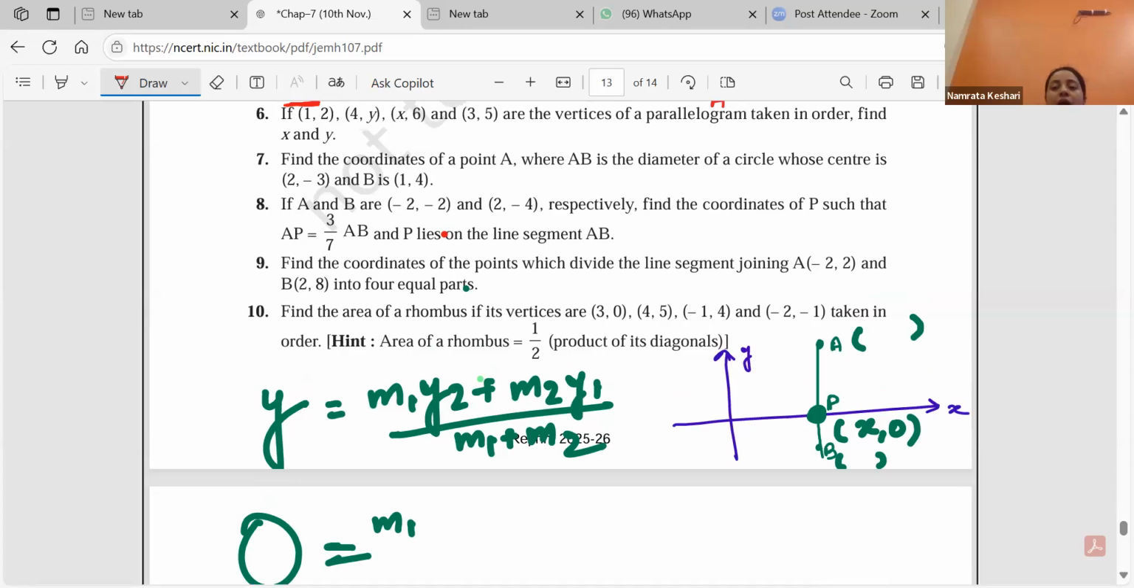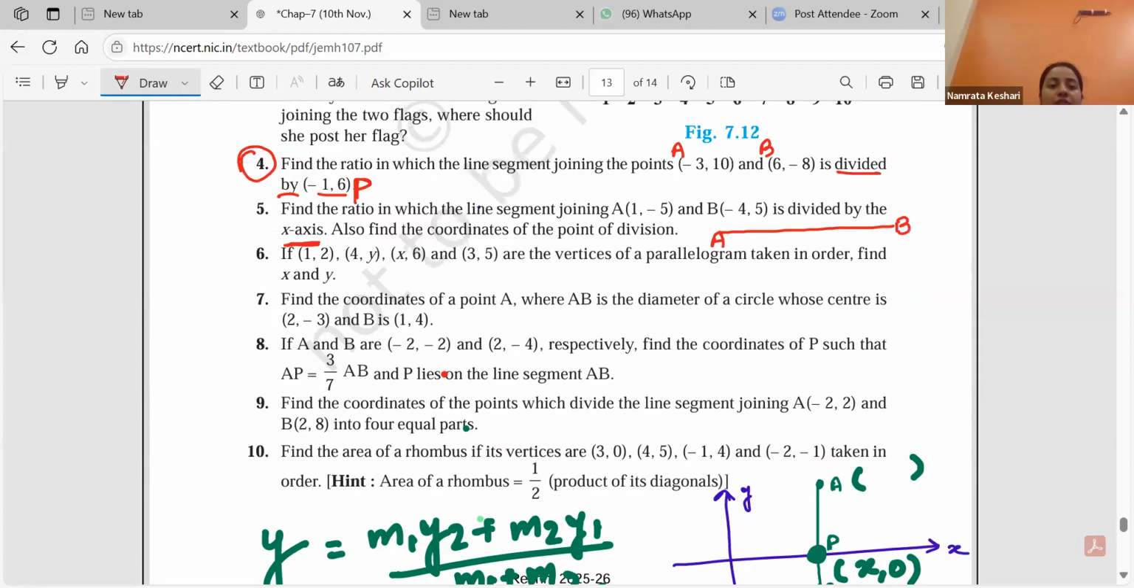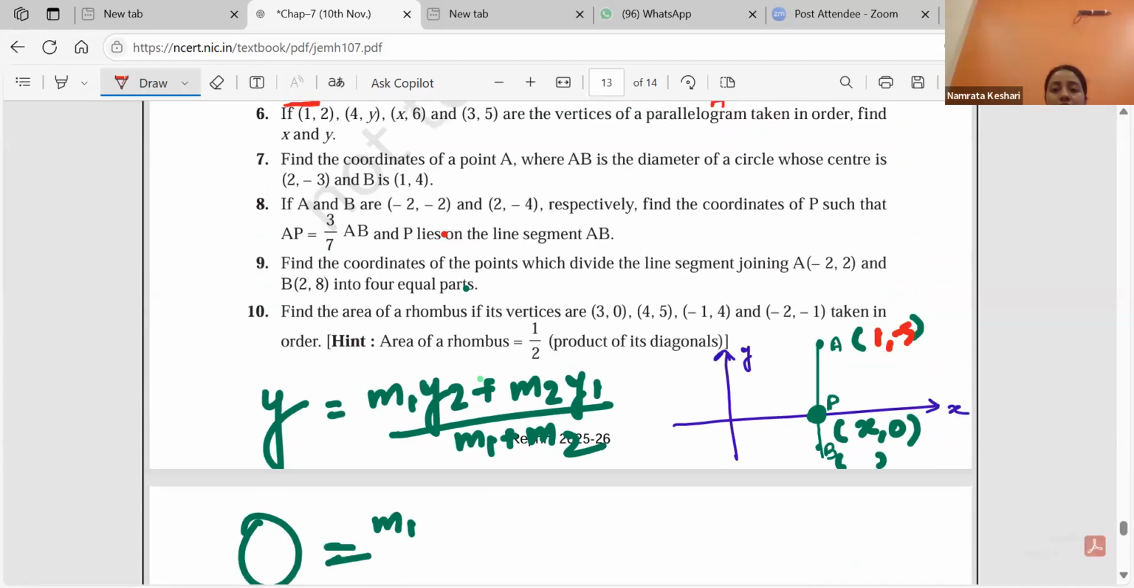So to take out the ratio, let's take this question: find the ratio in which the line segment joining A and B is divided by the x-axis. A is (1, minus 5) and B is (minus 4, 5). Nothing is given about the coordinate of point P. It just says that AB is divided by the x-axis, and hence find the ratio m1 is to m2.